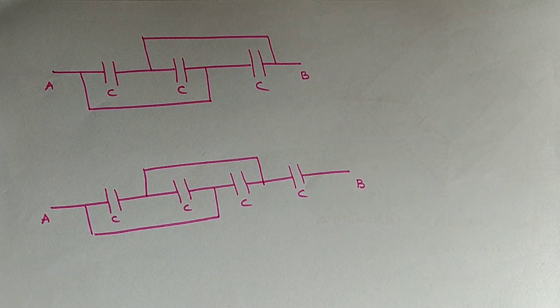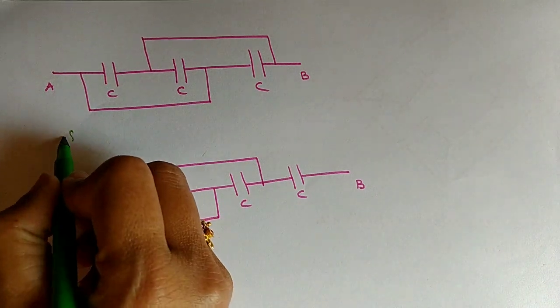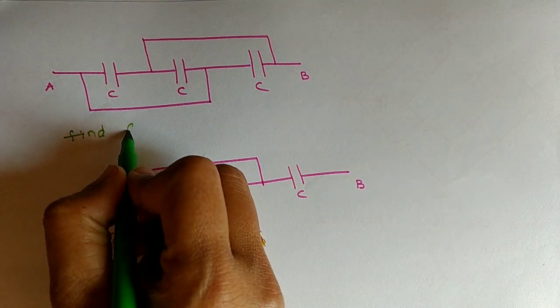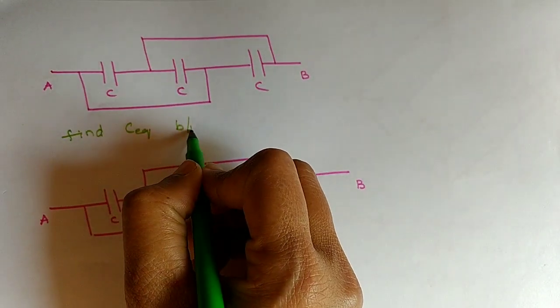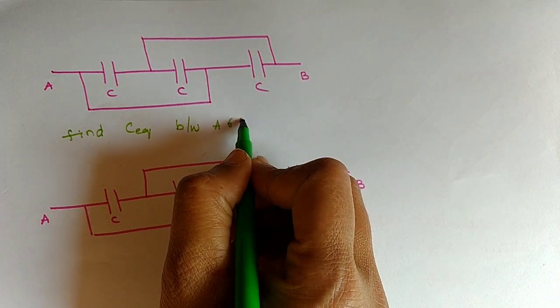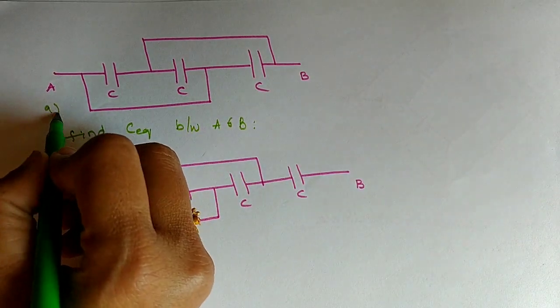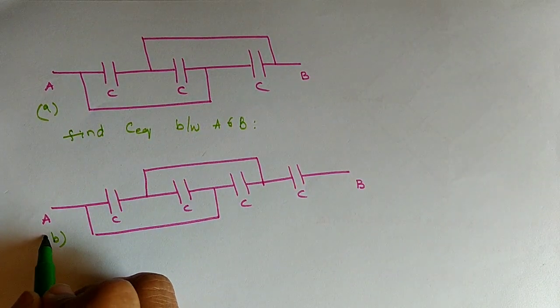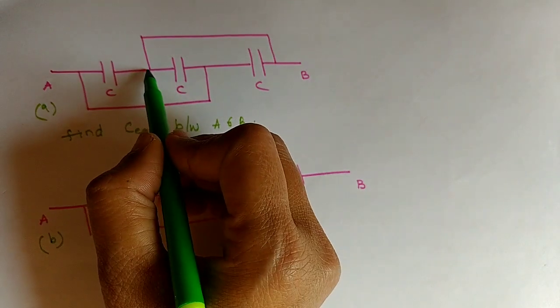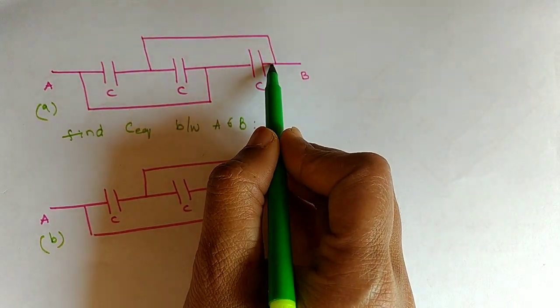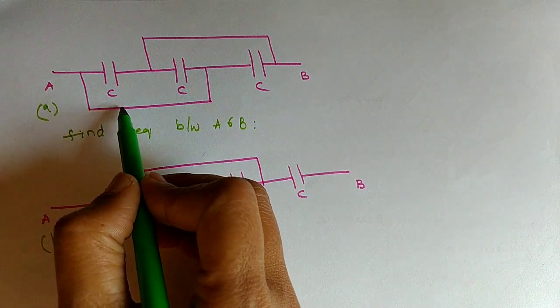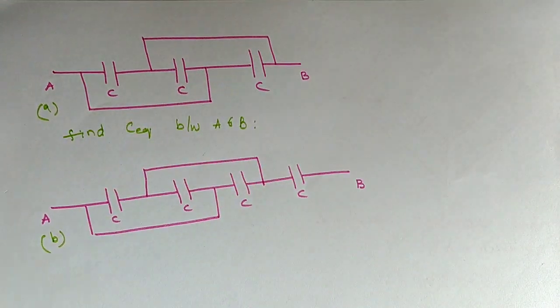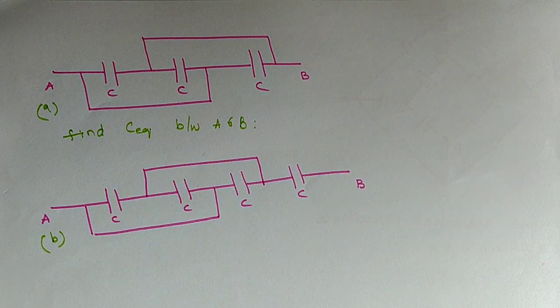Okay, now the next set of questions. In this also we are asked to find the equivalent capacitance between A and B in the first and the second bits. But see, here we have metal wires connected in between. This is a metal wire and again this is a metal wire. So when metal wires are present, let's see how to solve the questions.